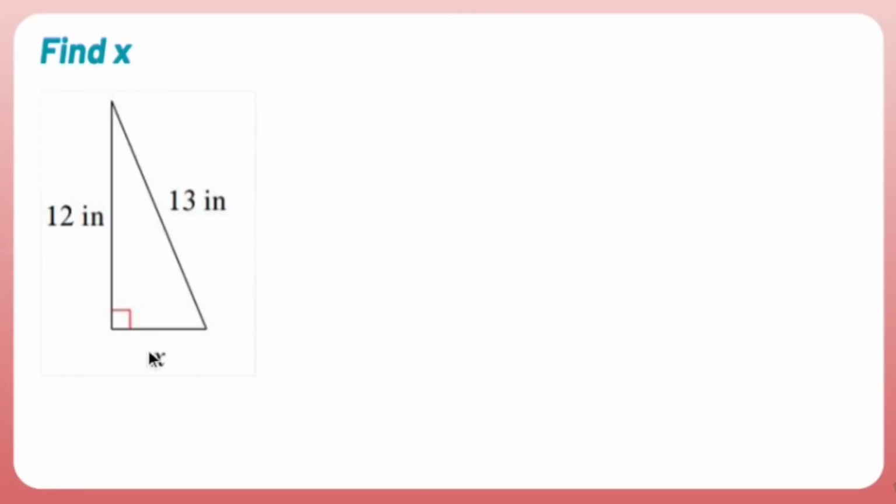Find x. There it is. This is a right triangle, and we are being asked to find the missing side of a right triangle. Whenever you're being asked to find the missing side of a right triangle, you use a little old guy called Pythagorean Theorem: a squared plus b squared equals c squared.